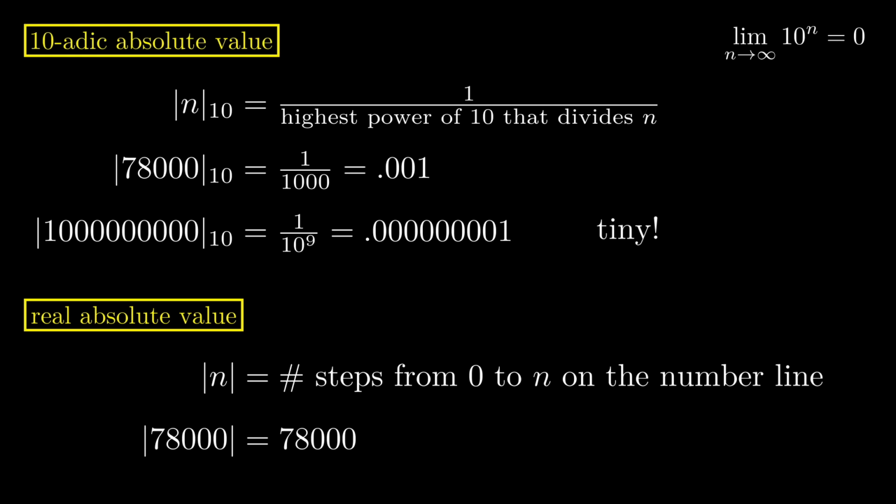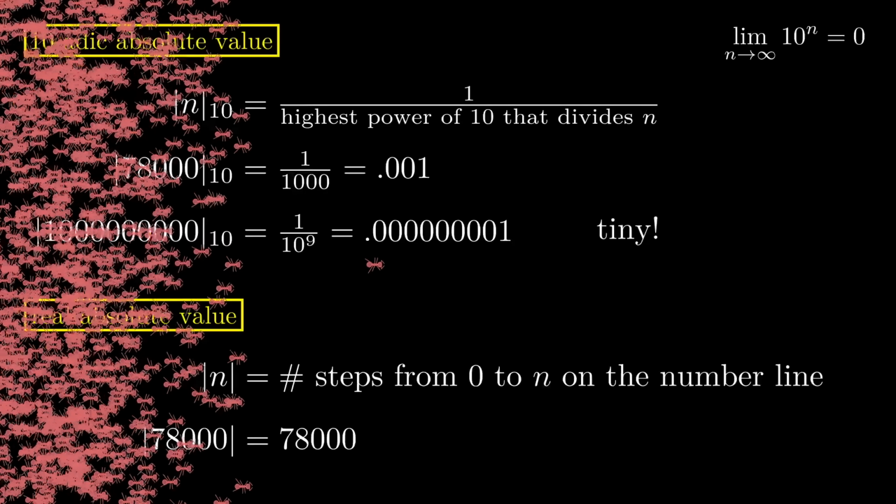But wait a second. If we're talking about a billion things, for example, a billion ants, that is not a tiny amount of ants, right? That is a lot of ants.